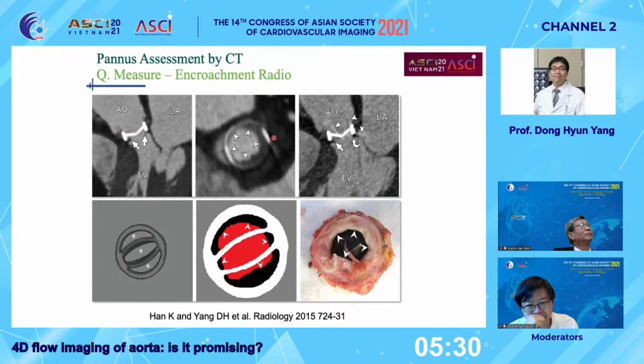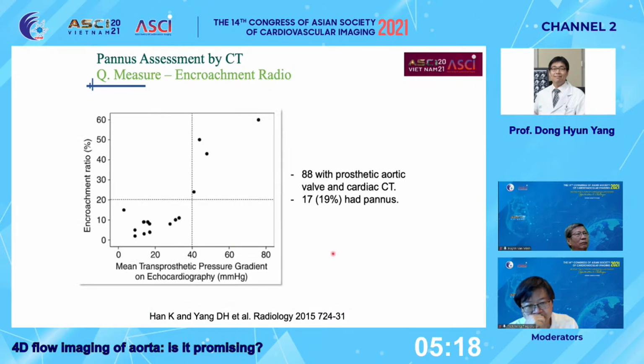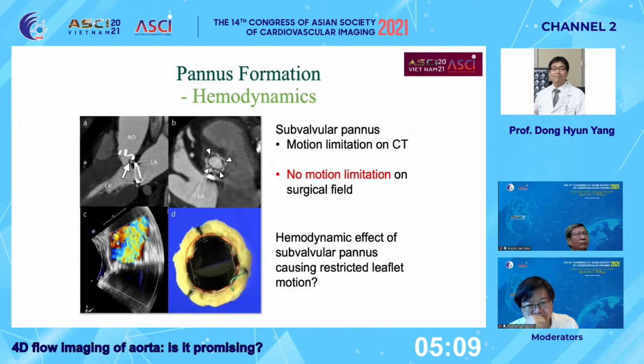After noticing pannus, I tried a retrospective analysis from CT data and tried to evaluate the severity of pannus quantitatively. And I suggested the encroachment ratio. The encroachment ratio showed nice correlation with transvalvular pressure gradient on echocardiography.